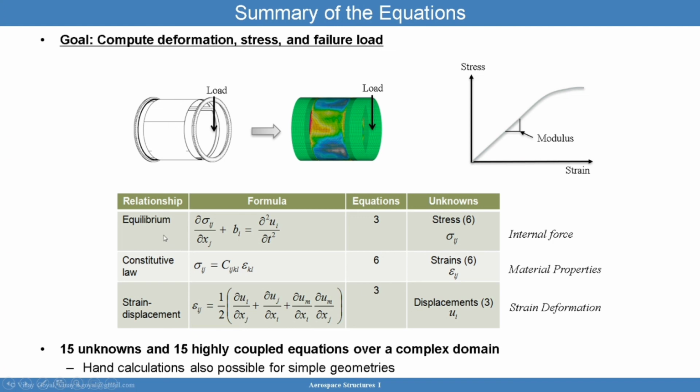We have the equilibrium equations, 3 of them. We have the constitutive law, we have 6 of them. And then we have strain-deflection relationships, which are 6 of them. And then we have these 15 unknowns: deflection, strains, and stresses. So 15 unknowns and 15 highly coupled equations over a complex domain. You can solve these equations using hand calculations for simpler geometries.